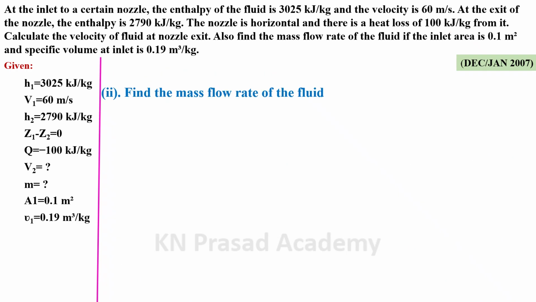And also we have to determine the mass flow rate of the fluid. We know the mass flow rate equation: m equal to a1 v1 divided by nu1. In the data, a1 is given, v1 is given, and nu1 is also given. Substitute all the data, we will get the mass flow rate as 31.58 kg per second.